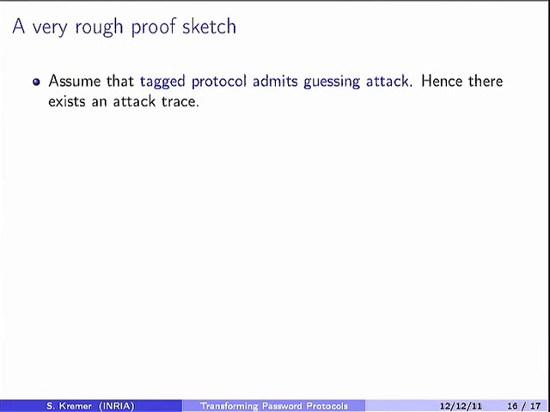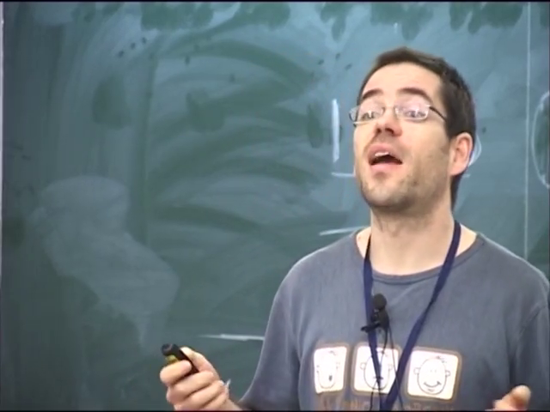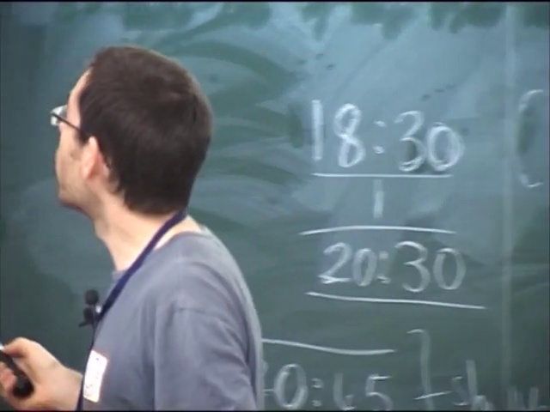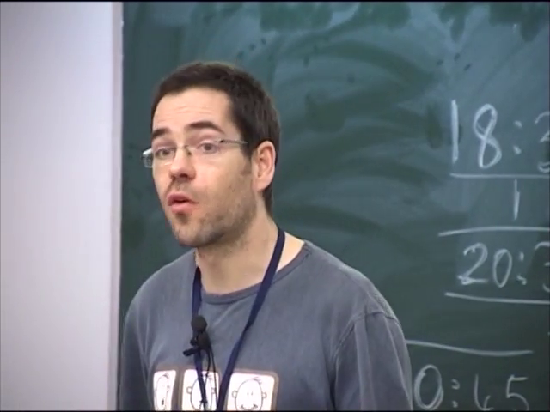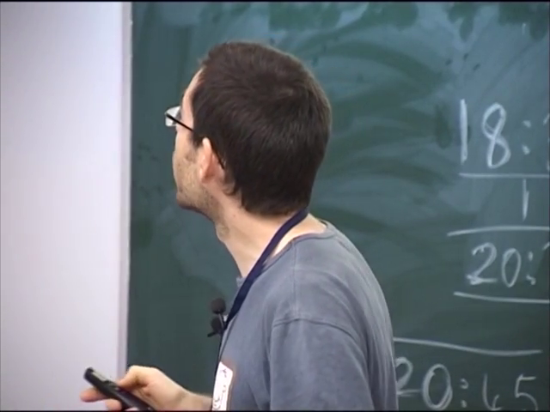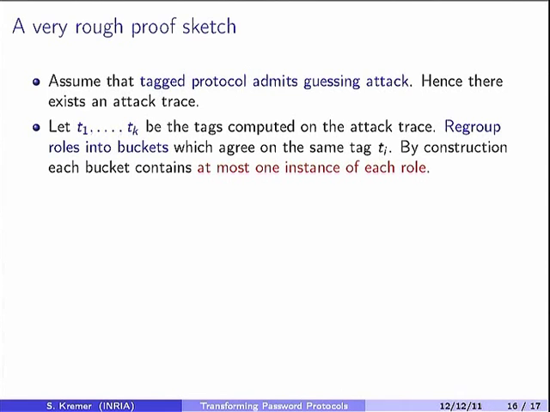So first, the idea is that we're doing it by contradiction. You assume that there exists some attack trace on the tagged protocol, so I have a guessing attack on this trace. Then I will look at this attack trace and see what the different tags are that have been computed, T1 to TK. Some roles will have the same tags, some roles will have different tags, but at least I will look at all of them.